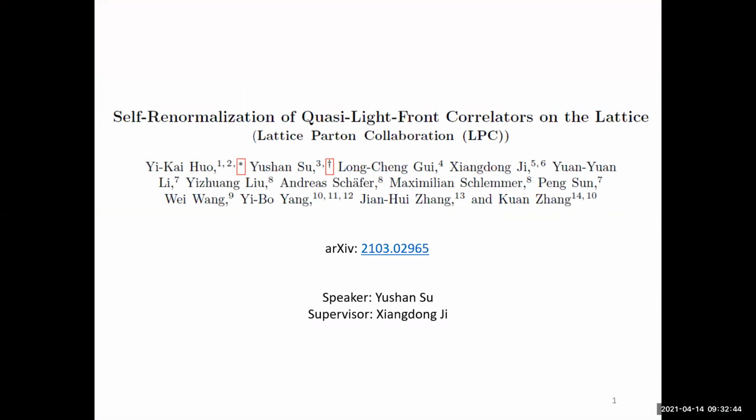Hello, everyone. I'm Yushan Su. I will be a graduate student at the University of Maryland. Today, I'm going to talk about the self-renormalization of quasi-Light-Front correlators on the lattice. This work was tutored by Professor Xiang Gao.